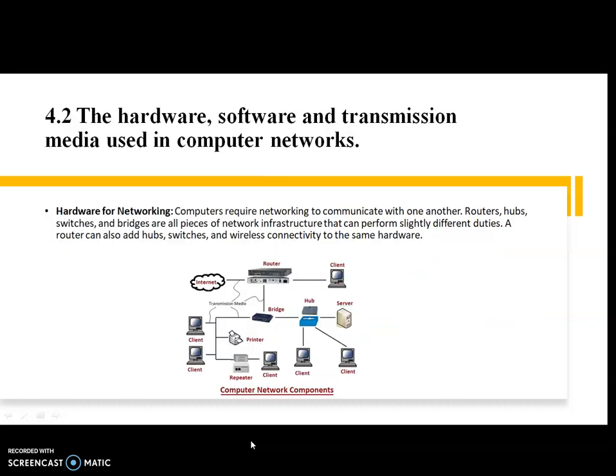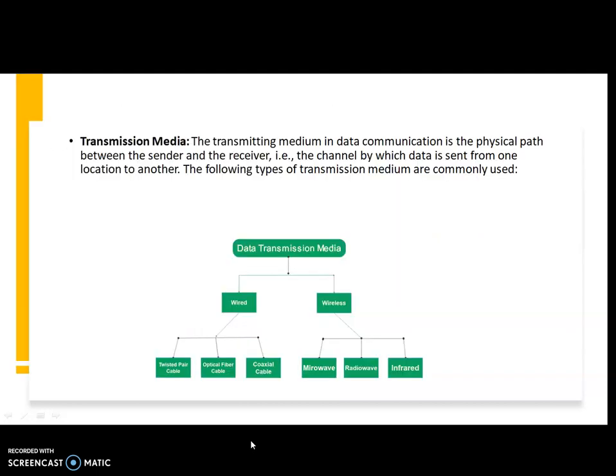The hardware, software, and transmission media used in computer networks. Networking hardware is required for computers to communicate with one another. Basic computer network components. Transmission media: the transmitting medium in data communication is the physical path between the sender and the receiver.